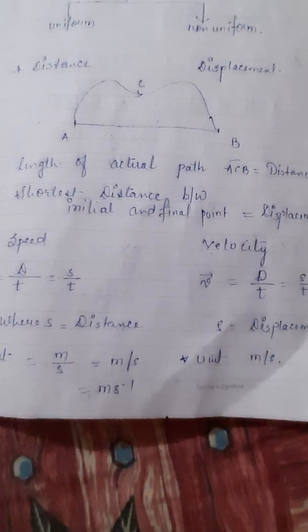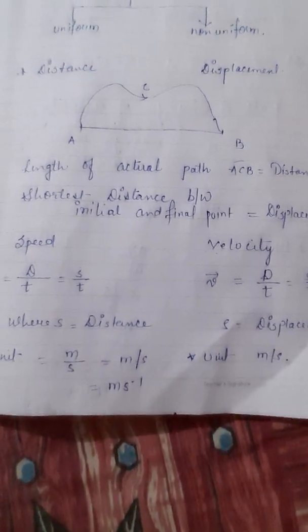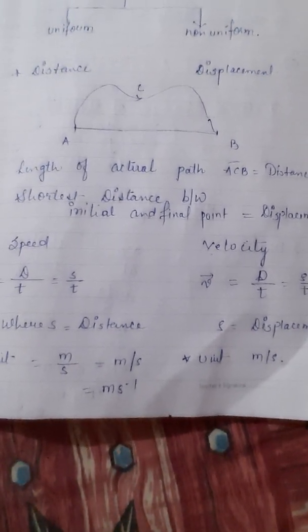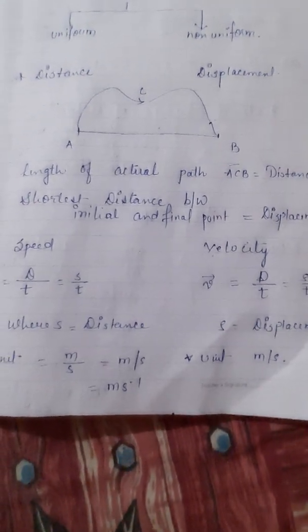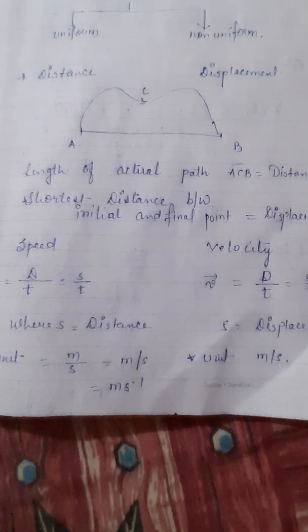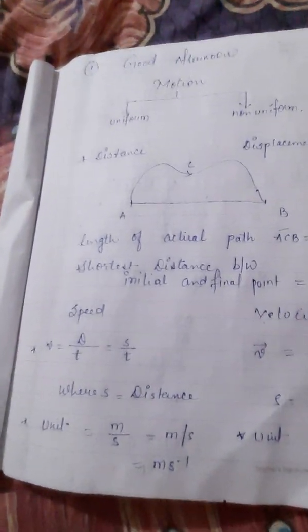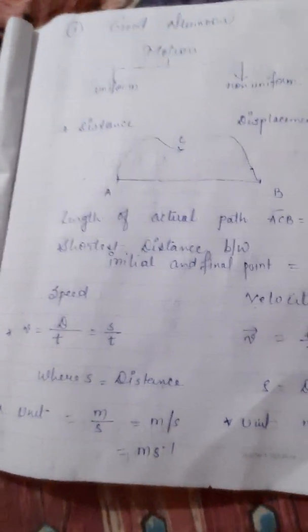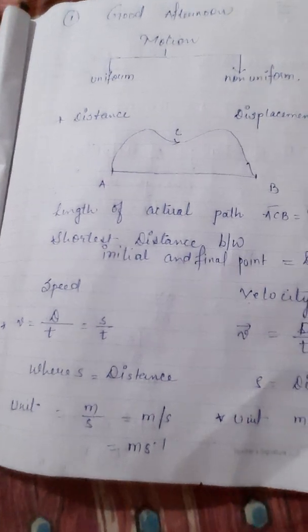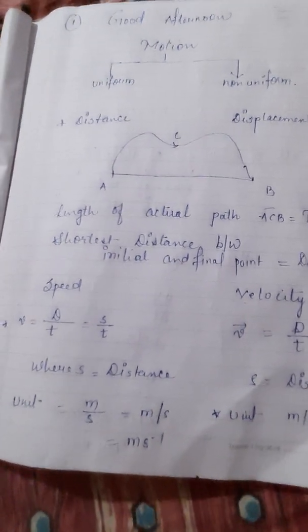Afterwards, we discussed the physical quantities, scalar and vector quantity. If a quantity has magnitude only, then it is said to be a scalar quantity. And if a quantity has magnitude as well as a sense of direction, it is said to be a vector quantity.